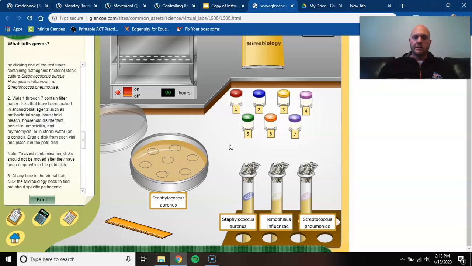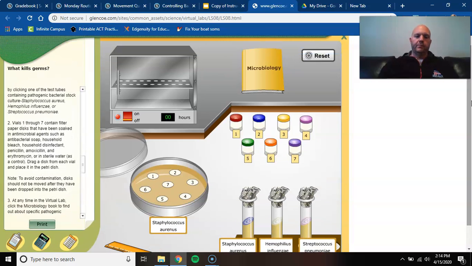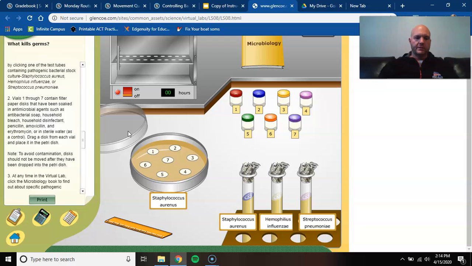So that just puts it onto the plate. These little discs you put together. Disc 1, there's soap, household bleach, disinfectant, penicillin, which is an antimicrobial, like antibacteria pill you take. You've probably taken that one in your life. Amoxicillin. Again, those two are big ones to kill off bacteria. Erythromycin. Those are like the three most common pill form of stuff you've taken in your life to kill things.